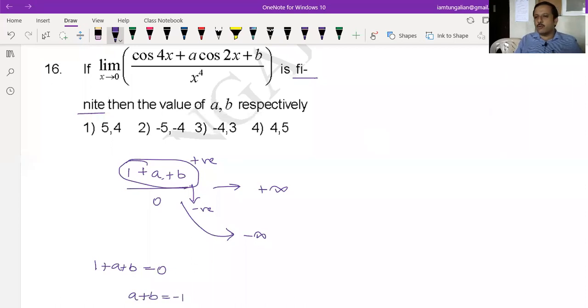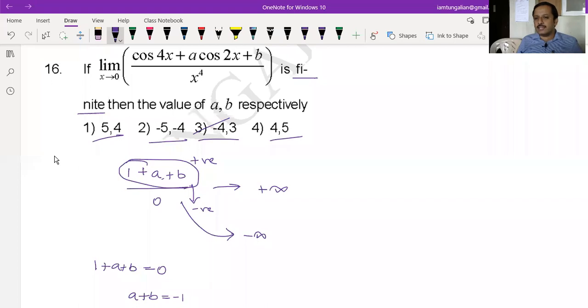Now look at the options. In how many options do we have a plus b equal to minus 1? Here we get 9, that's not the answer. Here we get minus 9, that's not the answer. Here we get minus 1, this could be the answer. Here we get plus 5, plus 9, that's not the answer. Therefore, the third option is correct. That's all. So the third option is the answer.